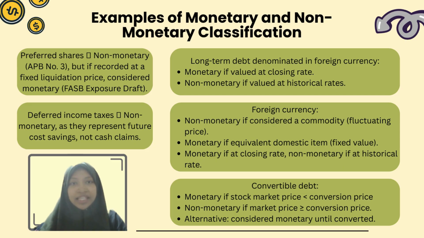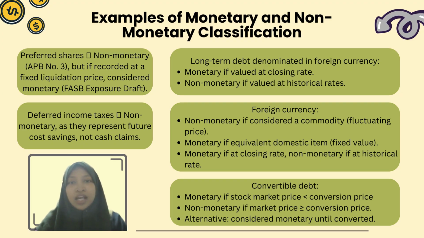In terms of foreign currency, foreign cash, receivables denominated in foreign currency, and liabilities payable in foreign currency can be viewed as monetary or non-monetary items. If they are treated as commodities, they are non-monetary items because the price of commodities may fluctuate. However, if they are treated as equivalent to domestic currency items, they are considered monetary items. A more logical approach classifies foreign currency items as monetary if they are stated at closing rates in historical cost-based financial statements, and as non-monetary if they are stated at historical rates.